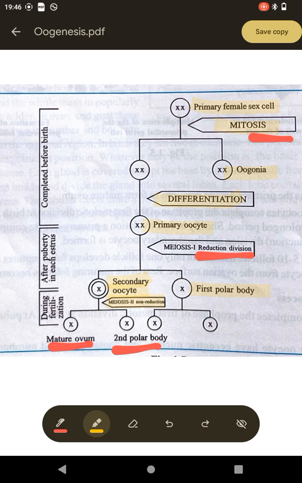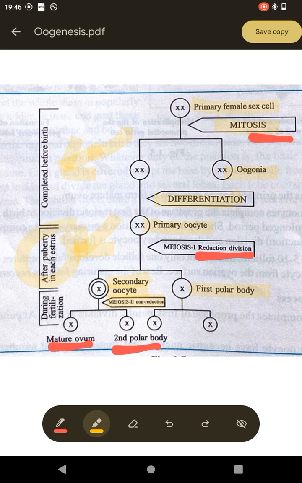See, this is completed before birth, meaning during the prenatal life, the primary female sex cells divide by mitosis to form the oogonium, and the oogonium differentiates to form the primary oocyte. This is happening before birth, that is prenatal life. At puberty, what will happen at this time? The primary oocyte will be surrounded by the follicular cells and form the primordial and primary follicles.